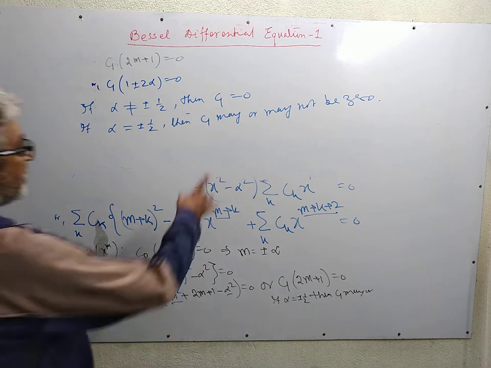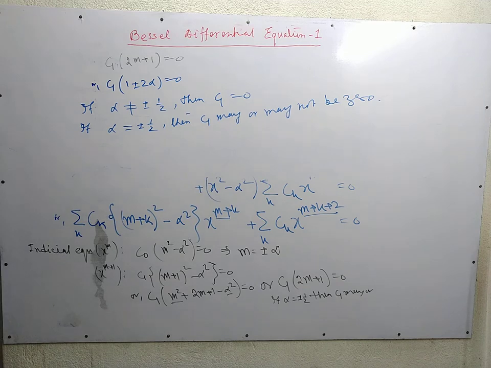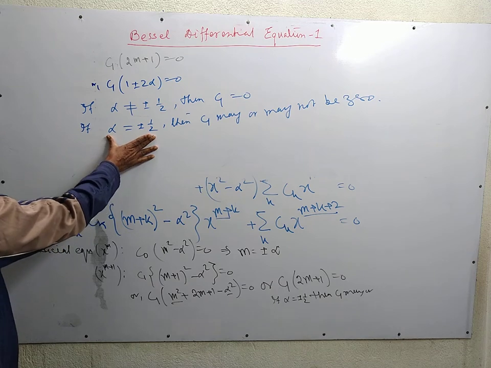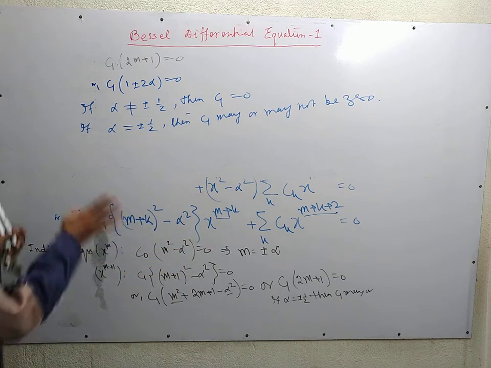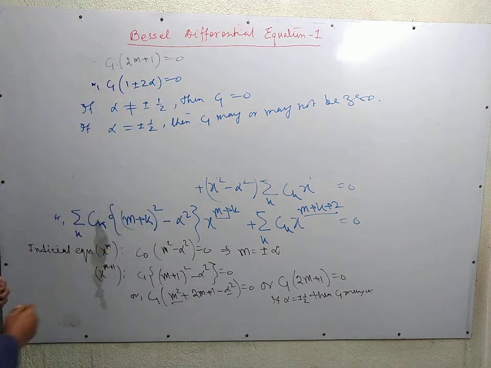And the C1 terms, the series that starts with C1, may be taken into consideration only for alpha equal to this, and we shall show afterwards that it is not at all necessary to consider the series starting with C1, because we can get both the linearly independent solutions of the Bessel differential equation.